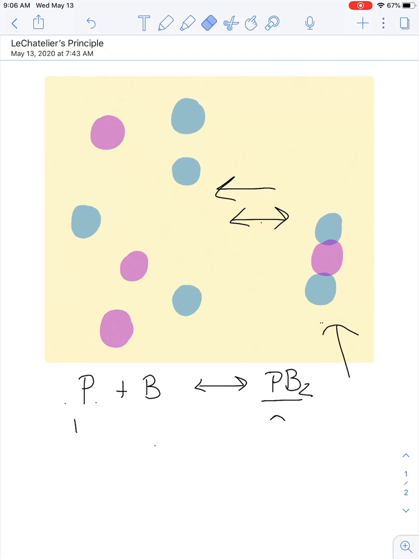Okay. One more. Let's say I'm going to decrease. My stress is going to be decreasing my product. So the system's like, I want to make more product. I need to have a certain ratio, right? So what it's going to do is what we say shift right or favor the forward reaction to make more PBB2. In order to make more PBB2, these two guys, the reactants, have to collide to make that. So both of those concentrations will go down.